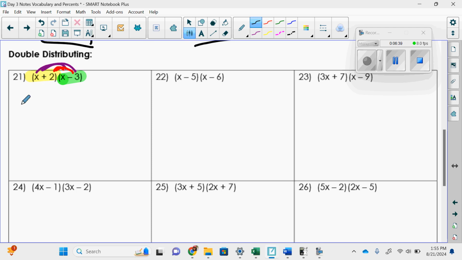So let's start with distributing in the x. X times x gives me x to the second power. Our properties of exponents, if you have x to the power of a times x to the power of b, you have x to the power of a plus b, right? Because think about, what does it mean to do x squared? To square something means to multiply it by itself. So x to the second power means x times x. So x times x gives us that x to the second power.